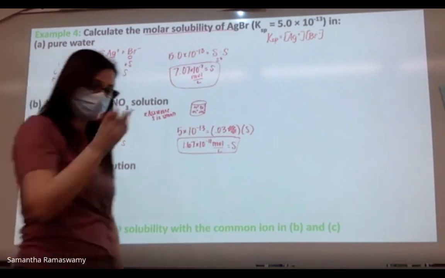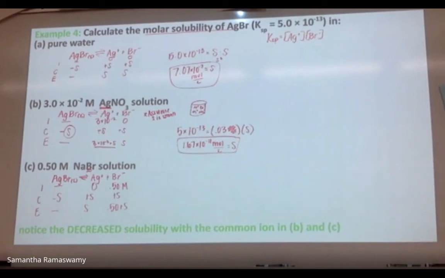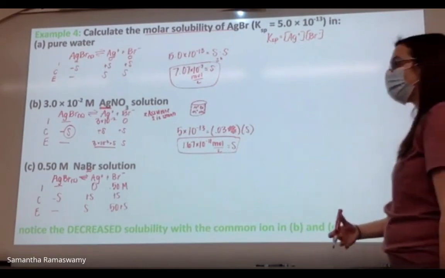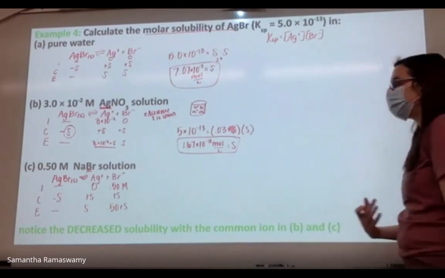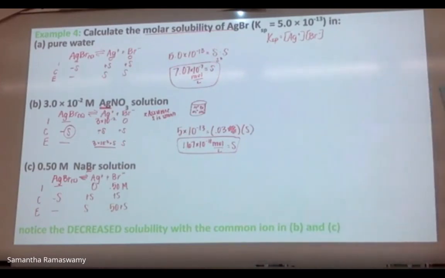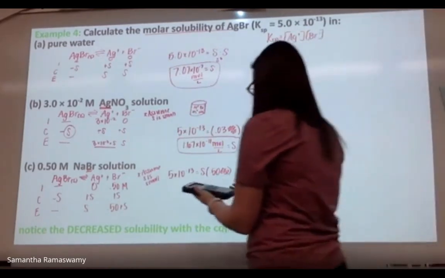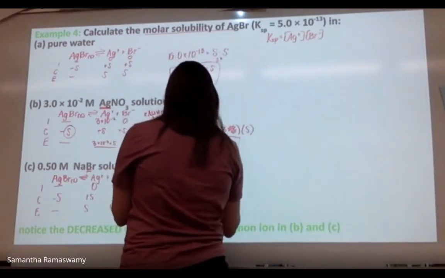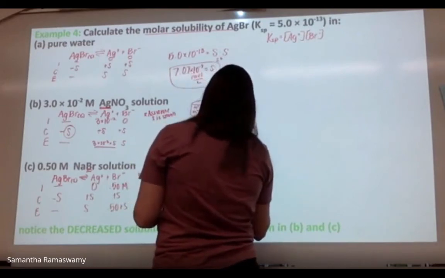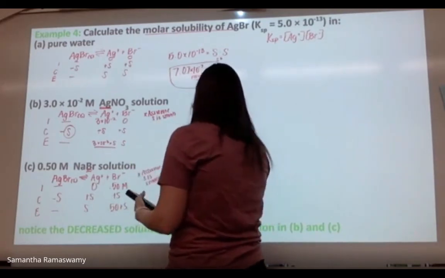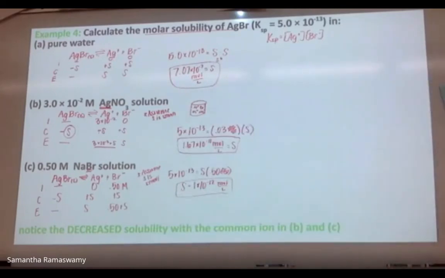Okay. So now because we're in a 0.5 molar NaBr solution, NaBr is a strong electrolyte, breaks apart completely. So that means that initially we have 0 Ag plus, but we have 0.5 molar Br minus. So we can actually do 5 times 10 to the negative 13 divided by 0.5. Remember that S stands for solubility. So your unit is either moles per liter or molar.